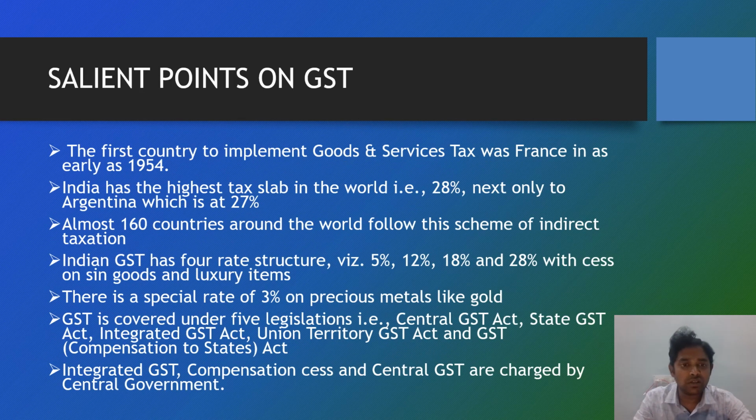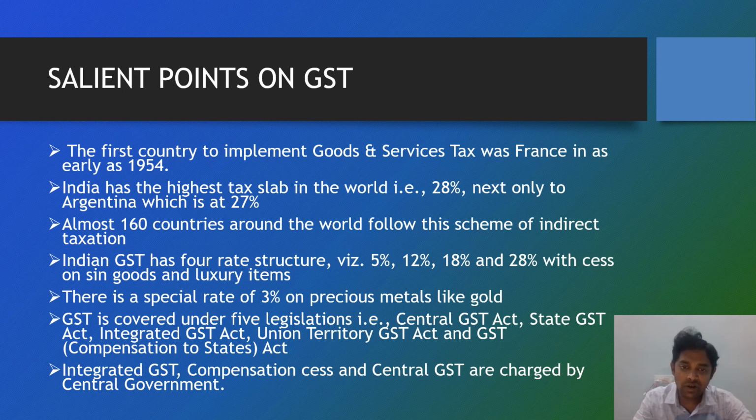Salient points on GST. The first country to implement GST was France, as early as 1954. India has the highest tax slab in the world, 28%, next only to Argentina, which is 27%. Almost 160 countries around the world follow this scheme of indirect taxation. Indian GST has four rate structures, 5%, 12%, 18%, and 28%, with cess on sin goods and luxury items. There is a special rate of 3% on precious metals like gold.